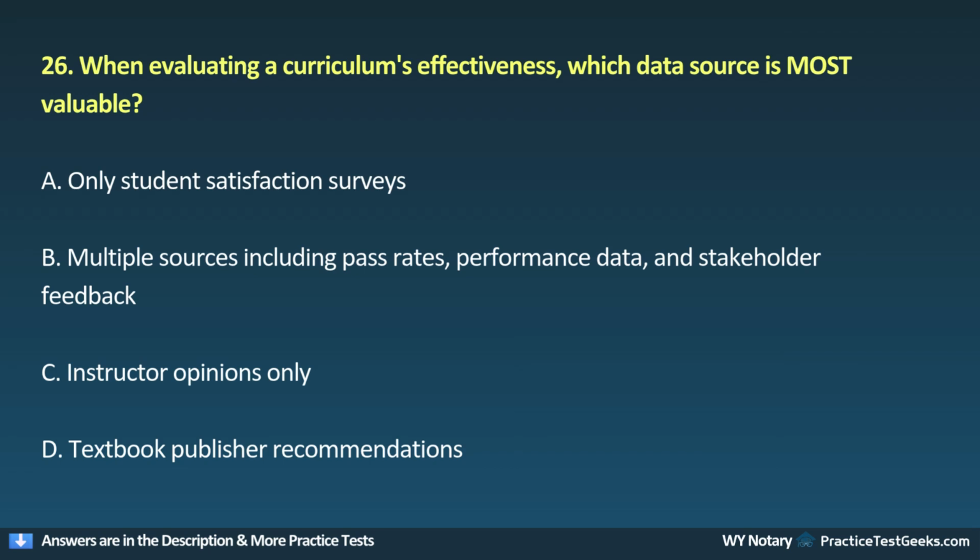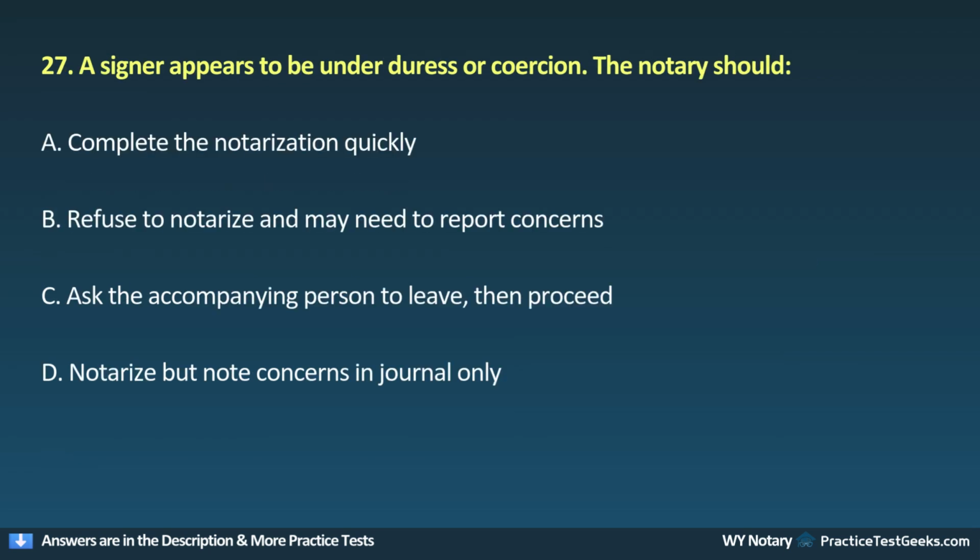A. Only student satisfaction surveys. B. Multiple sources, including pass rates, performance data, and stakeholder feedback. C. Instructor opinions only. D. Textbook publisher recommendations. 27. A signer appears to be under duress or coercion.